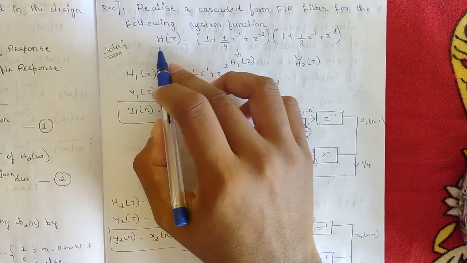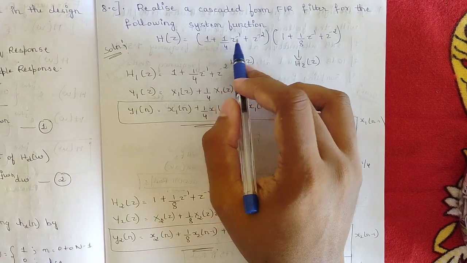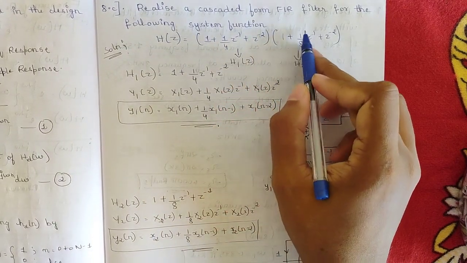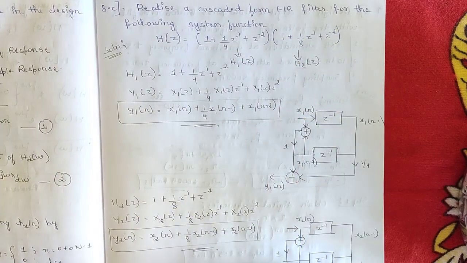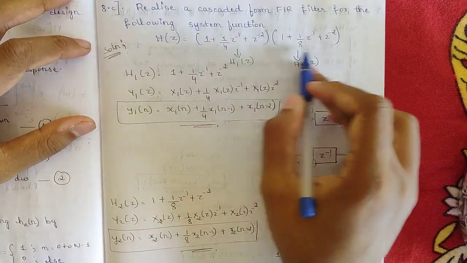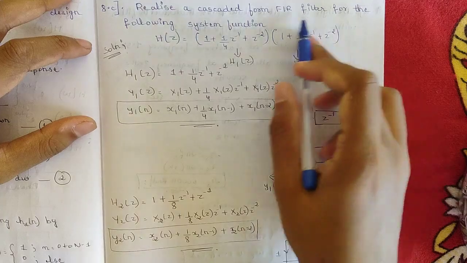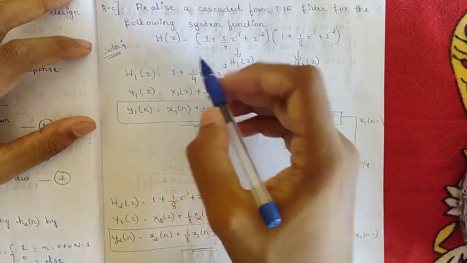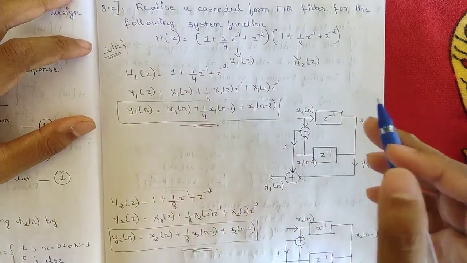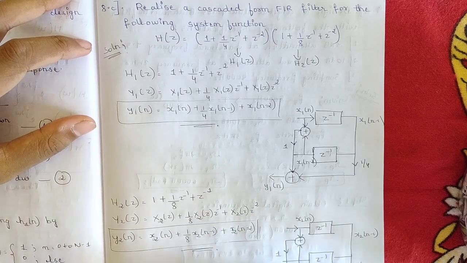In this, they have given H(z) = (1 + 1/4 z^-1 + z^-2)(1 + 1/8 z^-1 + z^-2). Now what we should be doing is splitting these two terms separately as H1(z) and H2(z), and solve these two separately using the direct form. First check for the linear phase condition. If it satisfies the linear phase condition, write the structure according to the linear phase only.